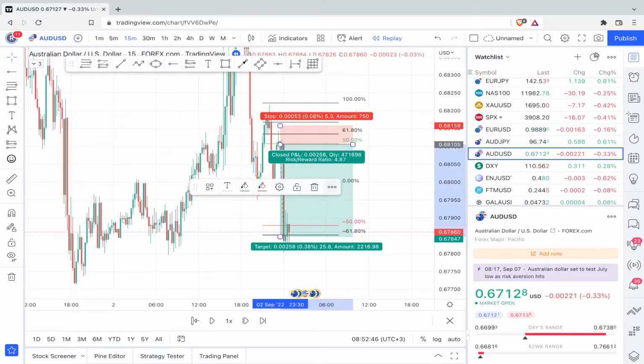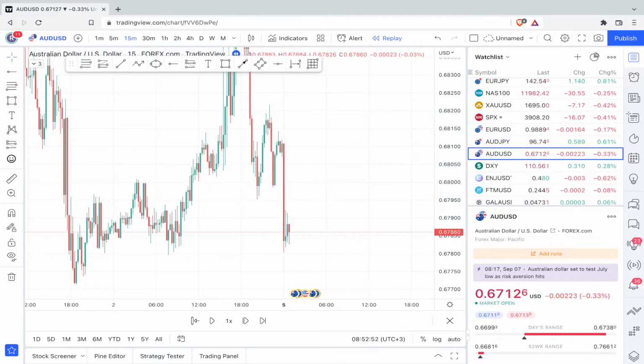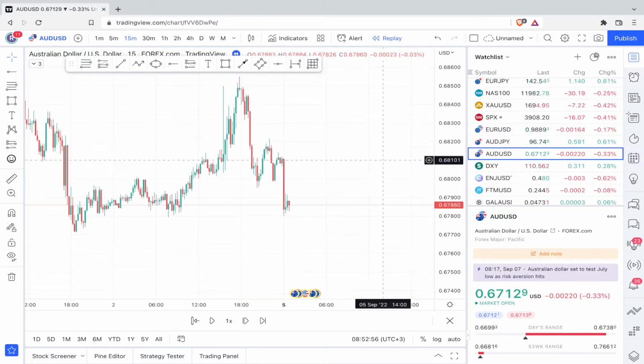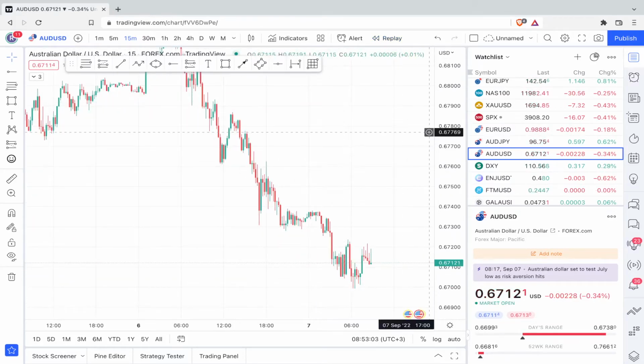So if this is the only way you use the Fibonacci, expect a lot of losses. All right, expect a lot of losses and don't complain about it anymore. Now, if we know how to not use the Fibonacci, I'm gonna actually show you how I think it's best to use the Fibonacci.